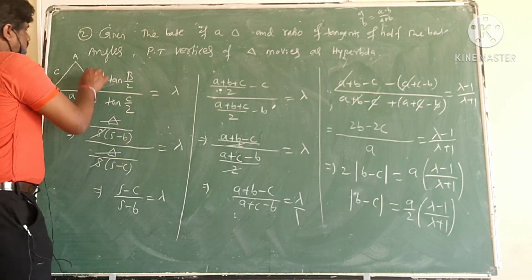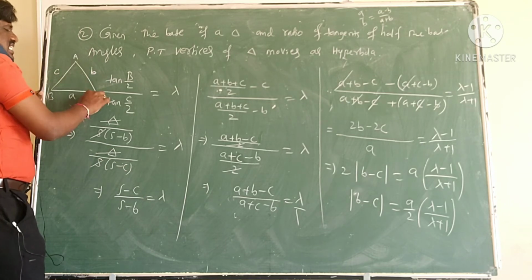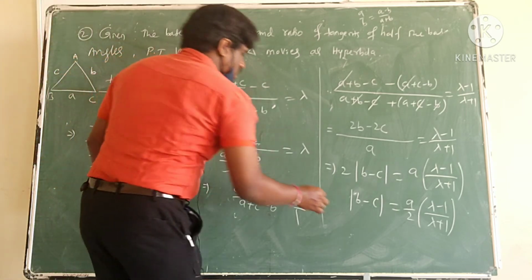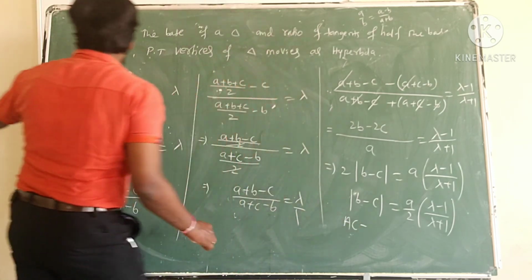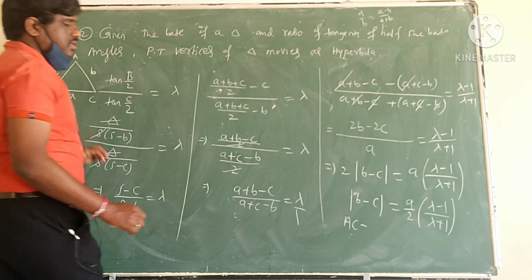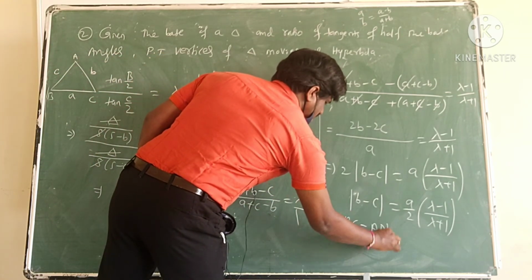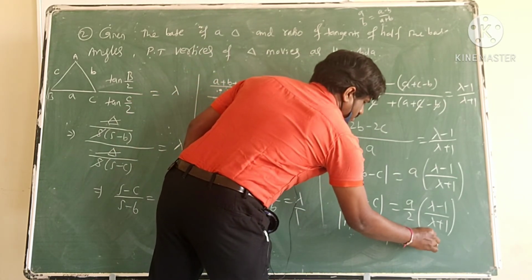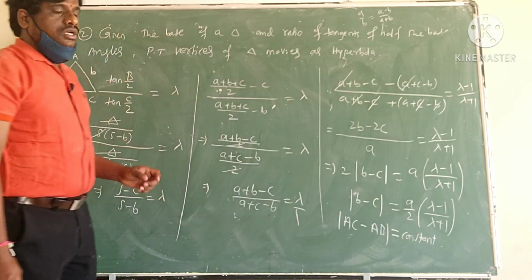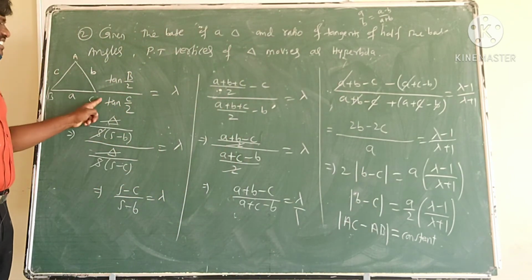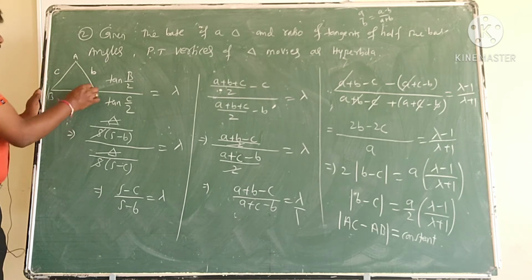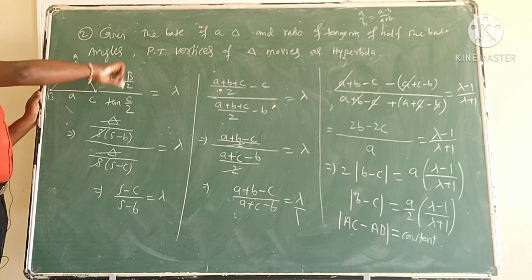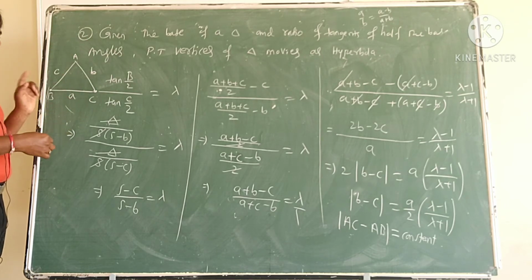But this B can be written as AC. Okay, AC I can write. And this C can be written as what here? AB. So the difference of AB and AC, you are getting how much? A constant. The difference of AB and AC, you are getting a constant. So here B and C are the fixed points. B and C are the fixed points. A is the locus.